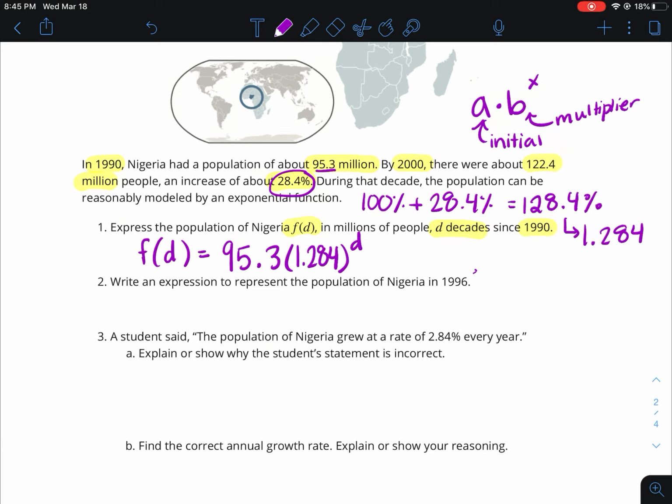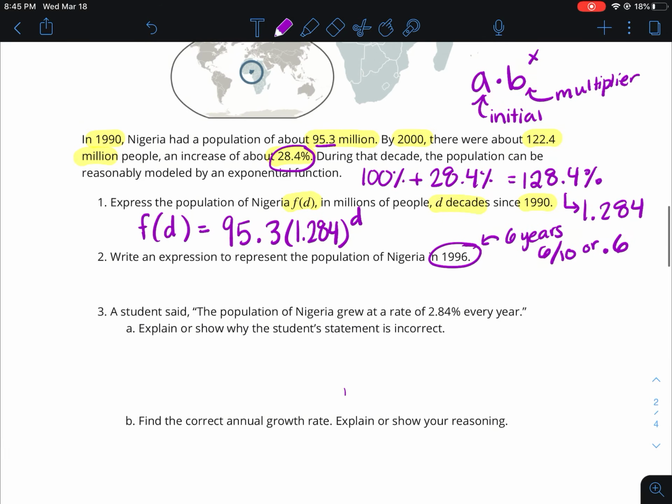So in 1996, though, that's not a full decade. D is in decades. So 6 years, well, how many decades is that? That's 6/10 of a decade, or 0.6. So you could use 6 over 10 as your exponent, or 0.6. So I'm going to do f of 0.6 equals 95.3 times 1.284 to the power of 0.6.